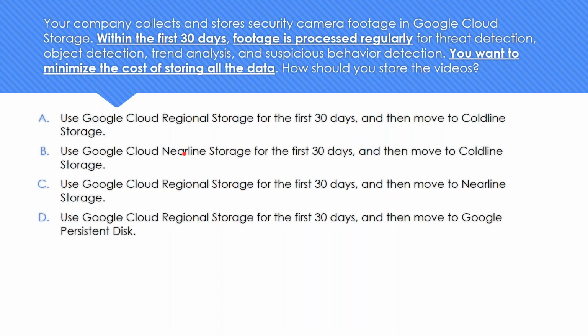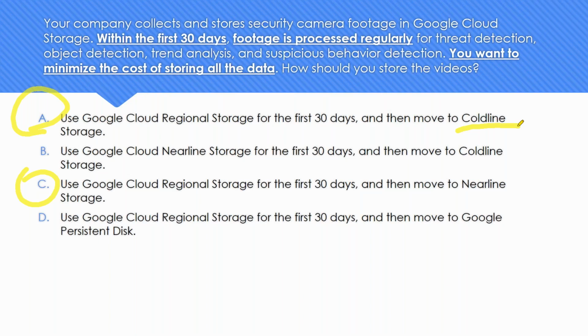The 30 days Nearline mapping should not work here because for 30 days they are going to extensively use it and download it. Use regional storage for the first 30 days and move to Nearline. Now A is also a good choice, C is also a good choice. If I take my highlighter, this is also good. This is also good. Nearline, long-term storage. There's a clash. We'll come to that clash and verify what's going to be better.